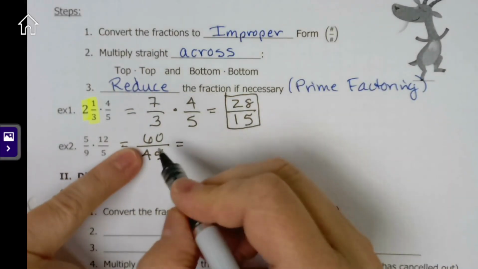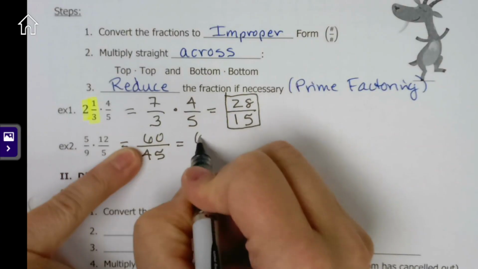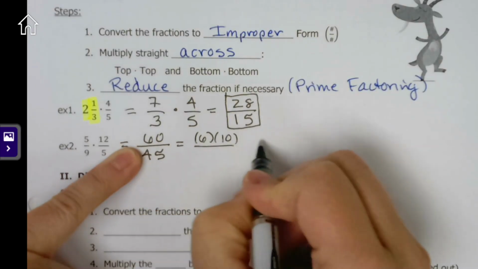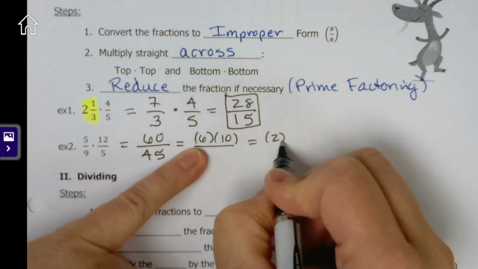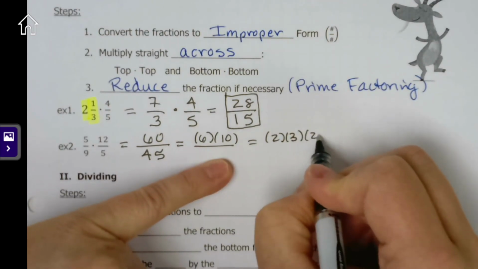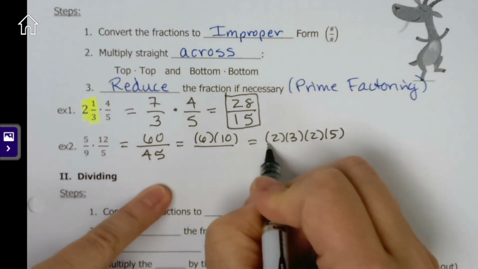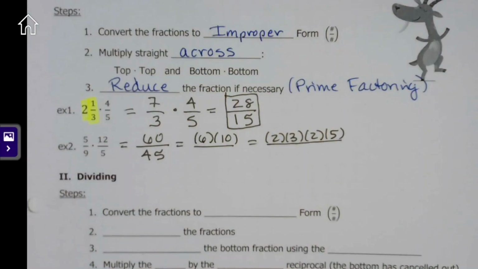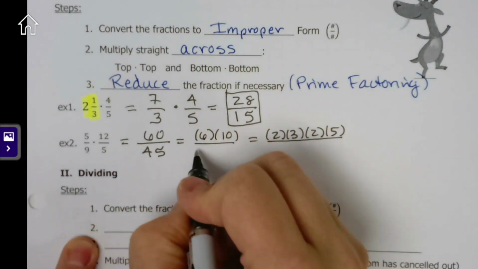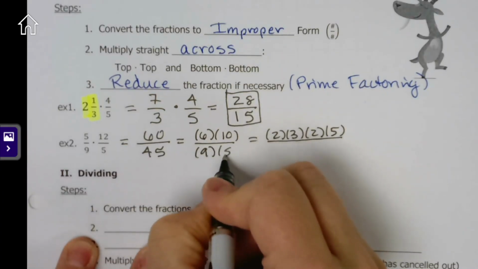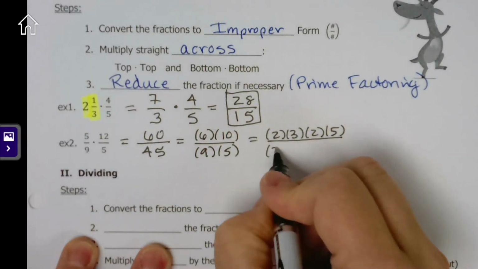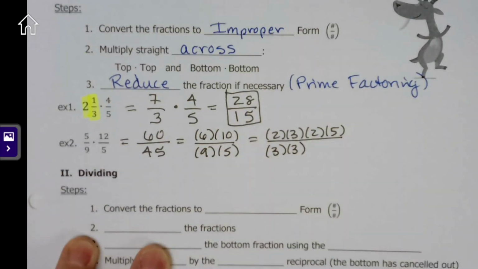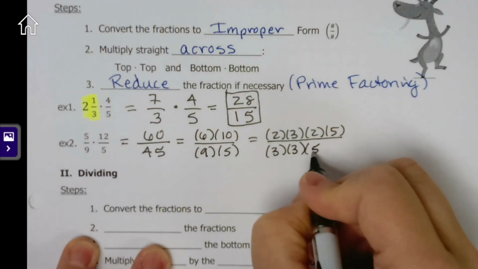So 60 is 6 times 10. 6 is 2 times 3. 10 is 2 times 5. We are prime factored. 45 is 9 times 5. 9 factors into 3 times 3, and just carry the 5 over. It's prime.